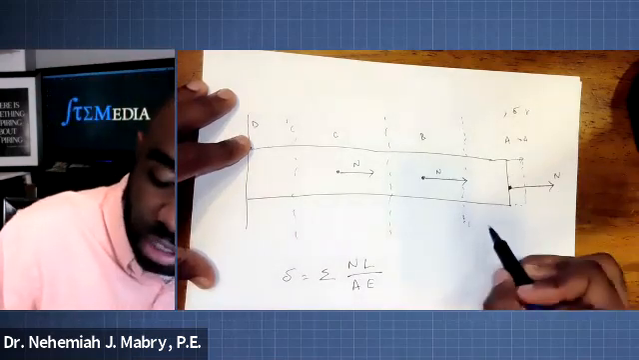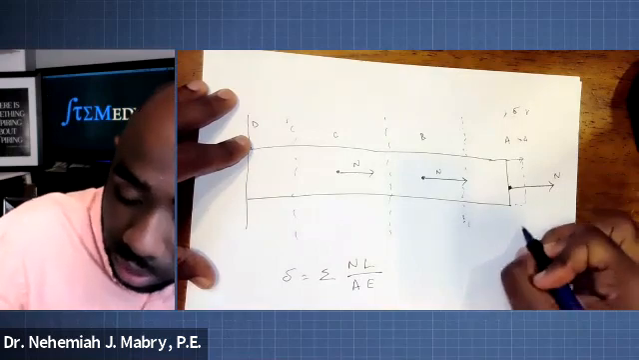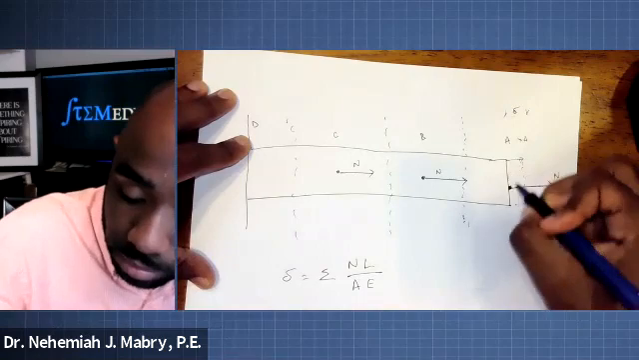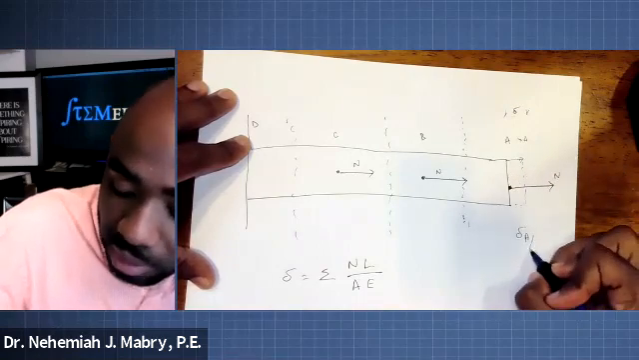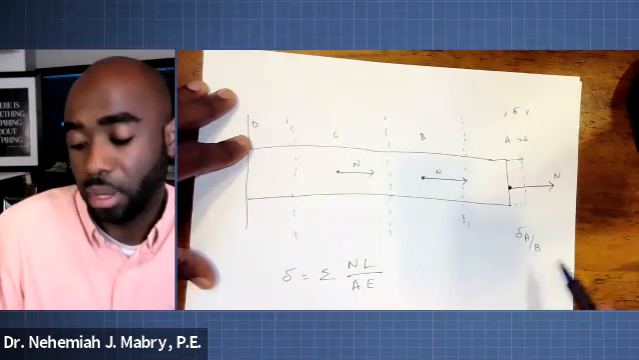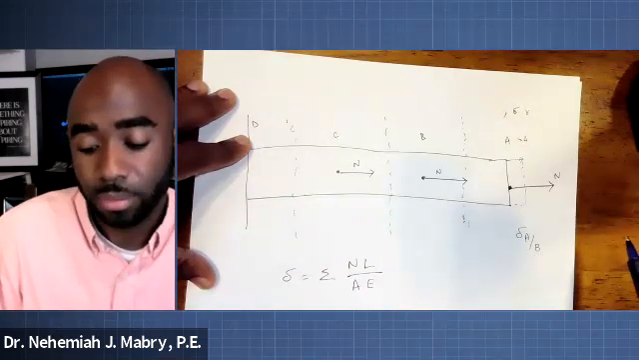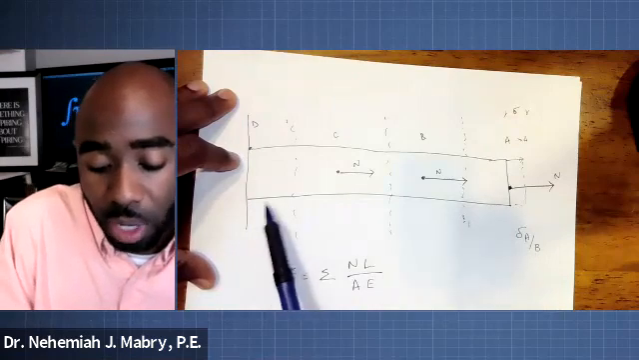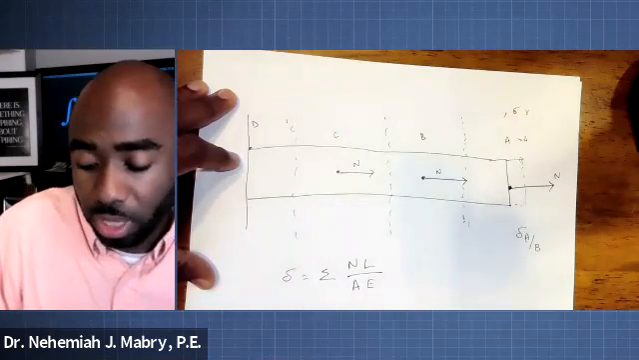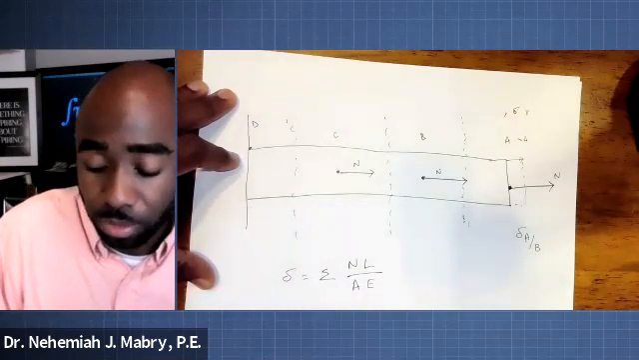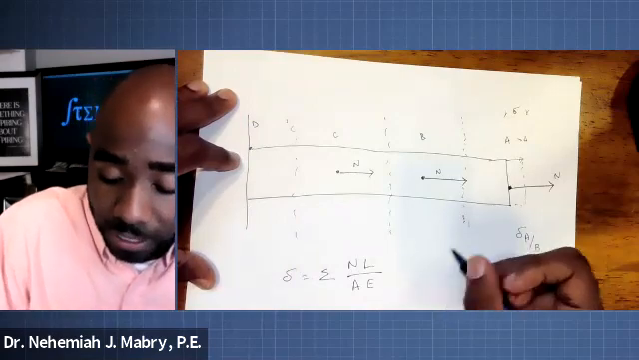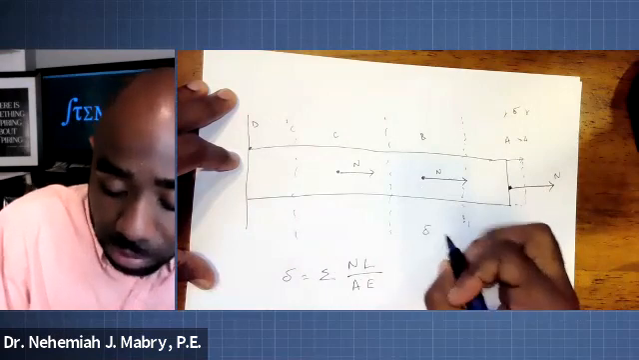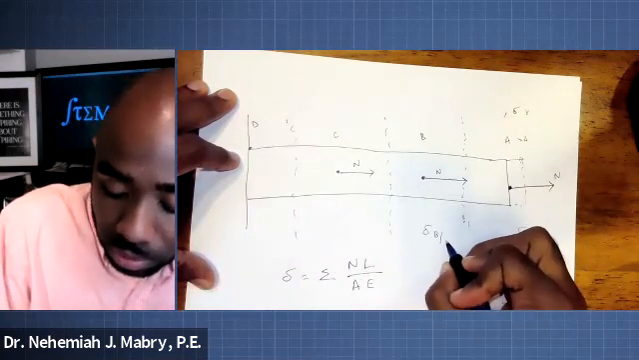So if we're just looking at this particular part right here, what we will call this is the displacement of location A relative to B. A relative to B. Because we're not talking about A relative to D, because A relative to D would take all this into account. This one right here, if we want to look at the displacement between B and C, this would be the displacement of B relative to C.